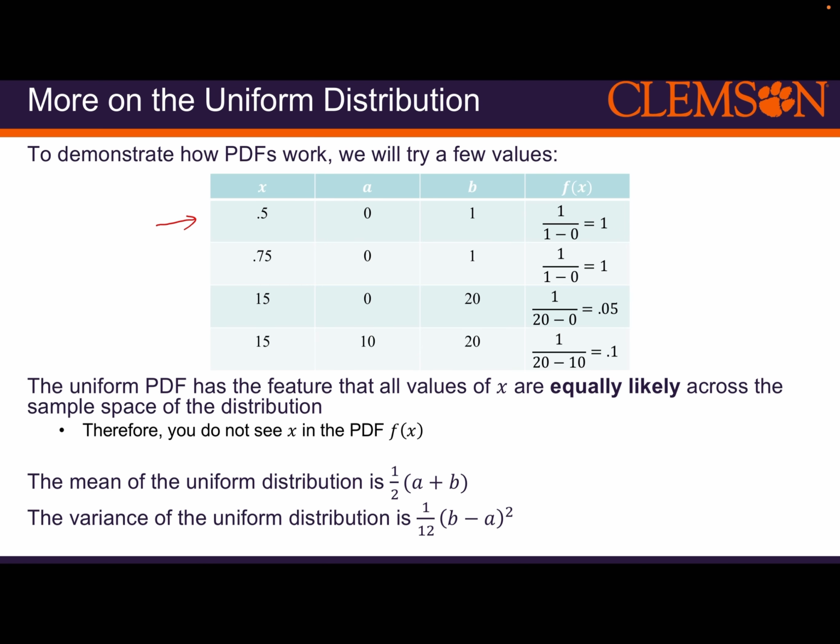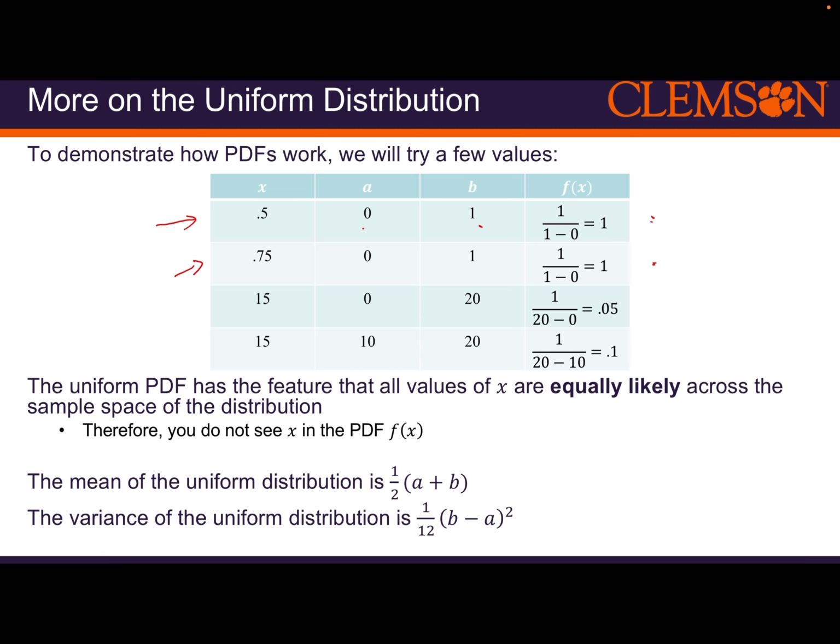But again, if we were to plug in values of x, first of all, there's no place to put x in the PDF. So it doesn't really matter where x is, so long as it's between 0 and 1. And 0.5 and 0.75 are both between 0 and 1. Right? If we have an upper bound of 1 and a lower bound of 0, you'll see the relative likelihood for each, the result of the PDF, is 1 for each of those, indicating both are relatively likely.